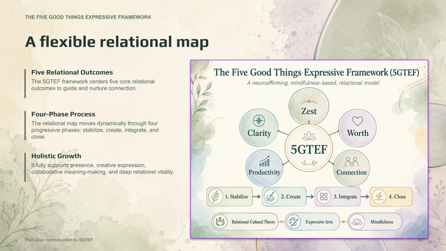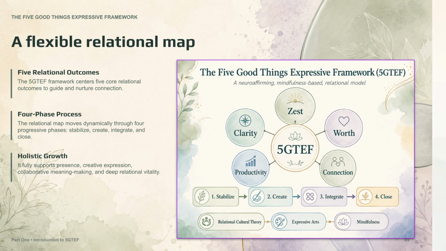The 5 Good Things Expressive Framework, or 5GTEF, centers on 5 relational outcomes: zest, clarity, worth, productivity, and connection. These outcomes are supported through a 4-phase process: stabilize, create, integrate, and close. This flexible map provides structure while allowing for the adaptation necessary in ethical counseling.